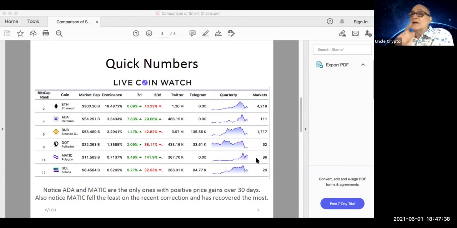And even more interesting is if you look at the recovery after the drop. Polkadot had almost no recovery. Solana had a little recovery. They're all really minor except for MATIC. And MATIC has a pretty decent recovery there.